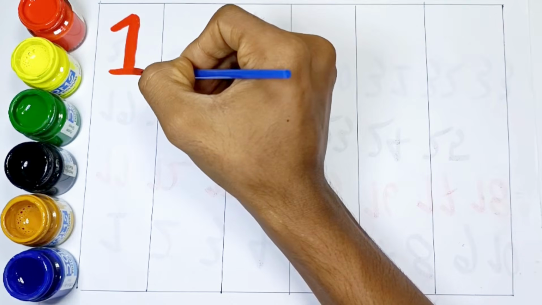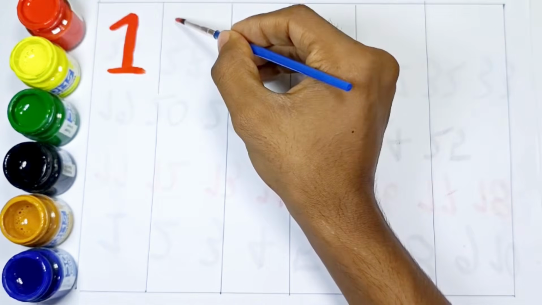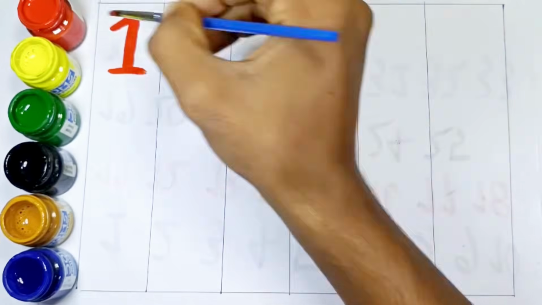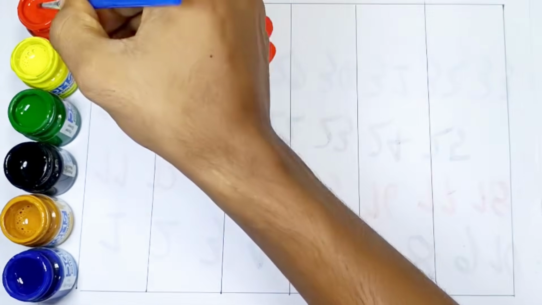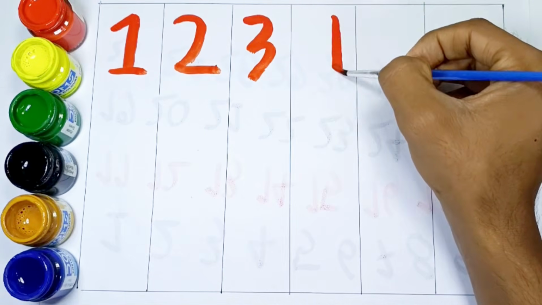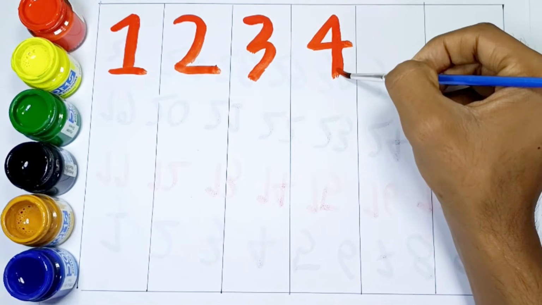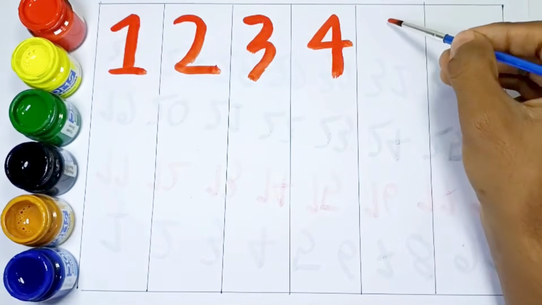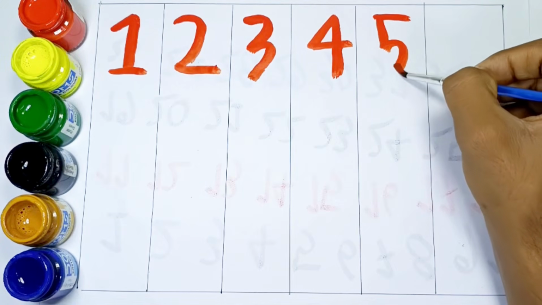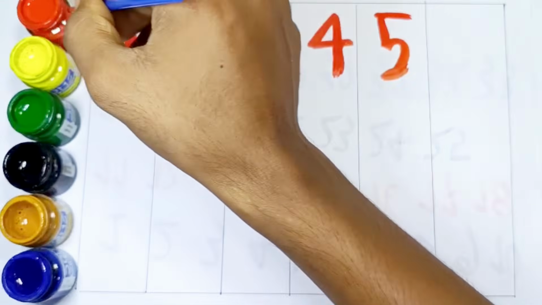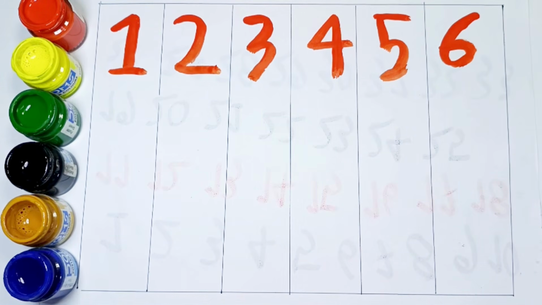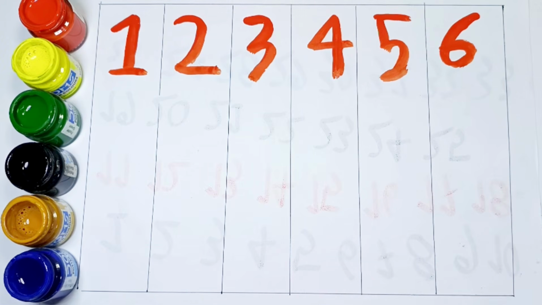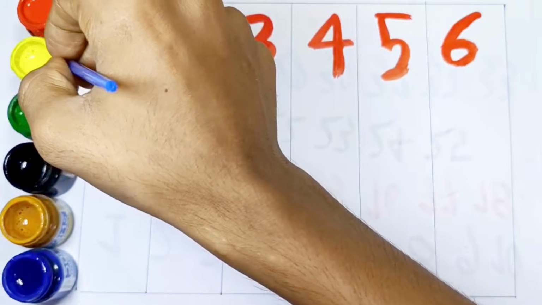1, 2, 3, 4, 5, 6. Kids, now you draw 7, the numbers of 7, and use yellow color.